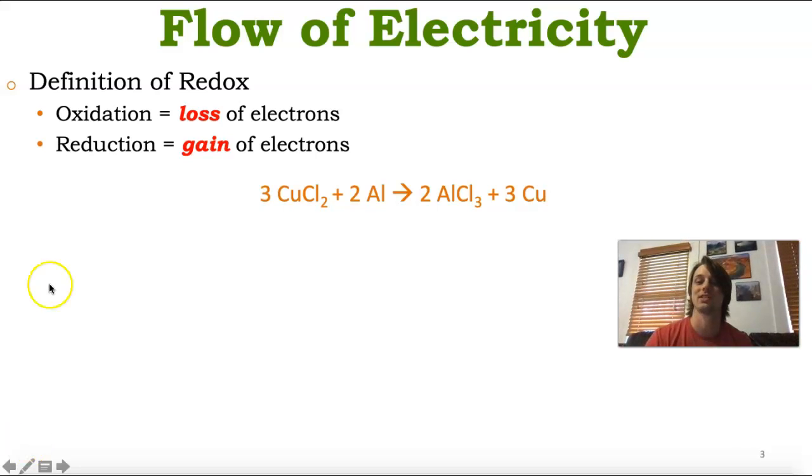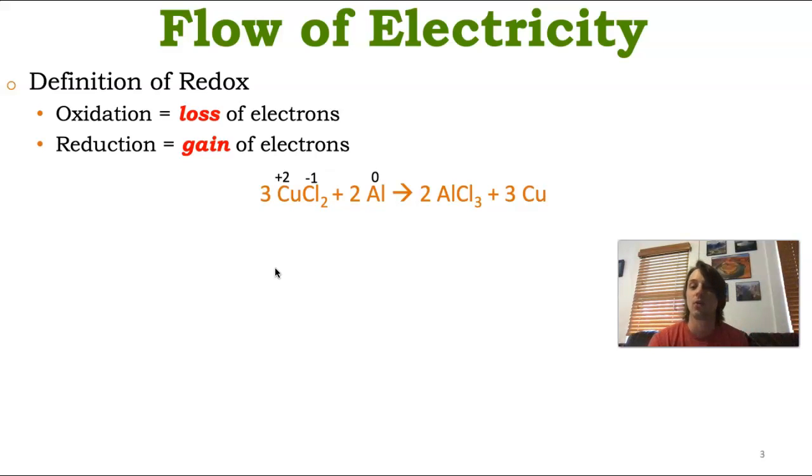Now, if we just drop a piece of aluminum into copper chloride solution, that transfer happens where electrons are being transferred, but we're not getting anything from it. If we have that take place in two separate areas and connect it with a wire, we can harvest that transfer of electrons and use that electricity to power things.